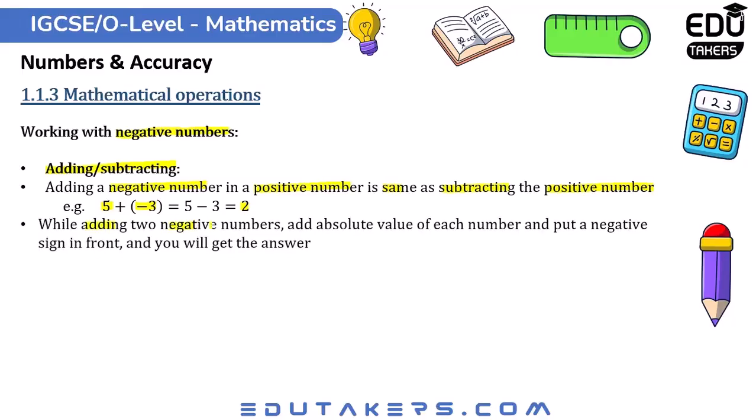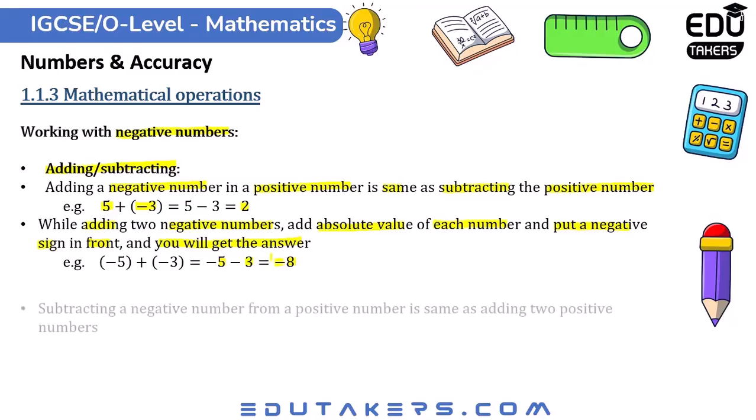While adding two negative numbers, add the absolute value of each number and put a negative sign in front and you will get the answer. Now we have to add two negative numbers. Let's say negative 5 and negative 3. We have to add both of them. So first we will add their absolute values, 5 and 3. So 5 plus 3 will be 8. And then we have to put a negative sign in front of it. So this will be the answer.